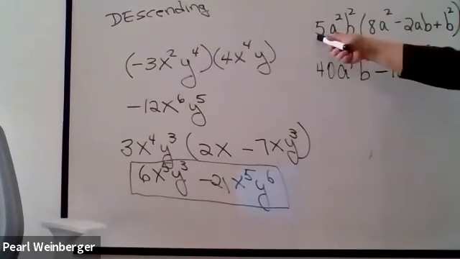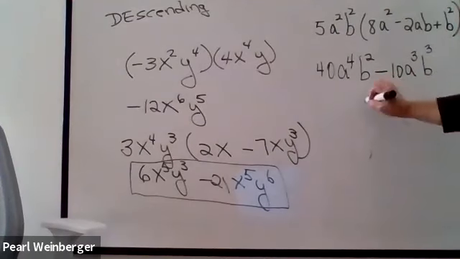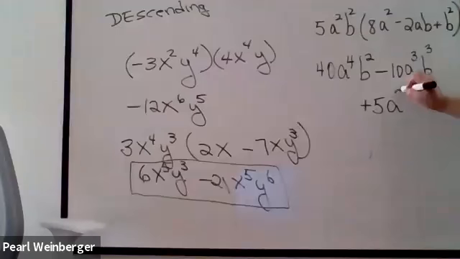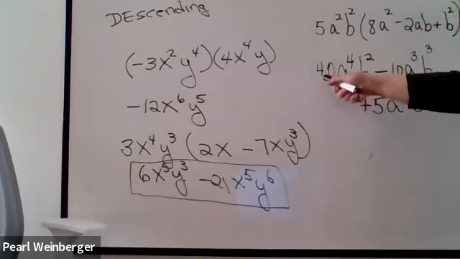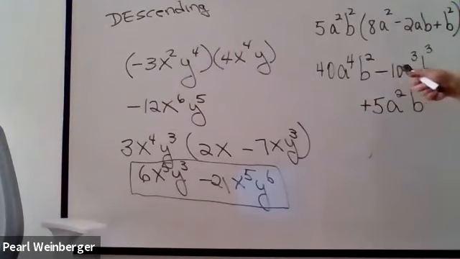And finally, there's no number in front of the b^2, so it's understood to be a 1. So that's going to be a plus. 5a^2, nothing to multiply it by, so I just bring it over. And b^2 times b^2, again, I add the exponents. 2 plus 2 is 4. So my final answer comes out to be 40a^4 b^2 minus 10a^3 b^3 plus 5a^2 b^4.